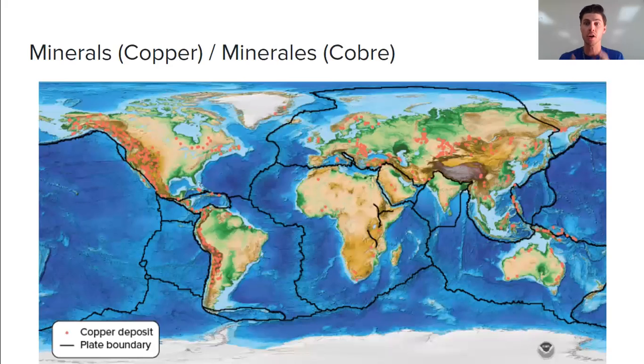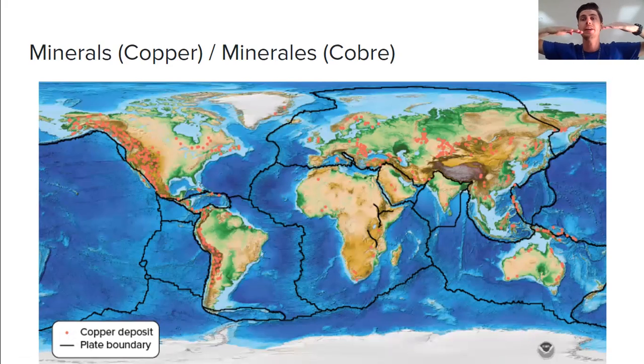Next, minerals. There are some details here, so stay with me. If you cannot see, the copper deposits are represented with these small orange dots. You can see them all over the map, especially in mountainous regions. The black lines represent plate boundaries, or in other words, where tectonic plates come together or slide apart. In our reading last week, we talked about subduction zones.